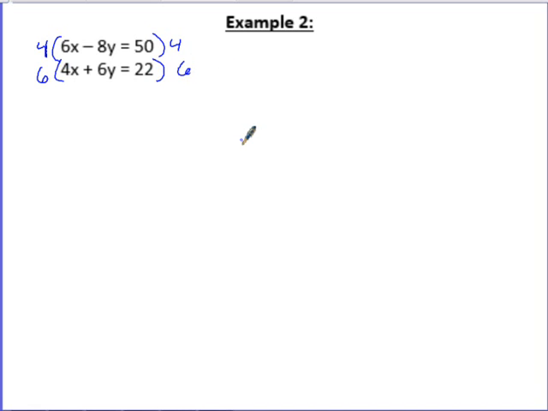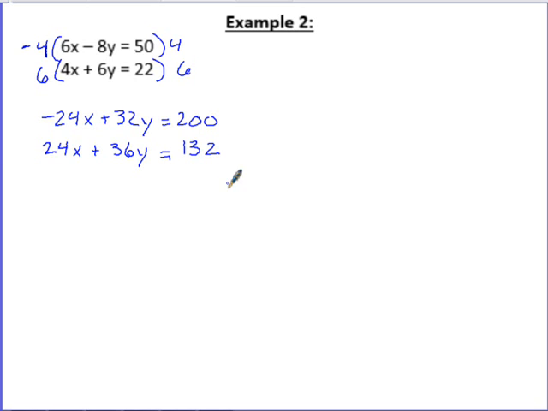And I need to make one of them negative so that they will eliminate. Doesn't matter which one, just pick one. Alright, so I'll go with the first one. So now my new equations are going to be -24x plus 32y equals 200. And on the bottom, I'm going to have 24x plus 36y is equal to 132. So I multiplied everything in the top by -4, which will make this a -200. Hopefully you caught that before I did. And then everything in the bottom by 6. And here are my two new equations.